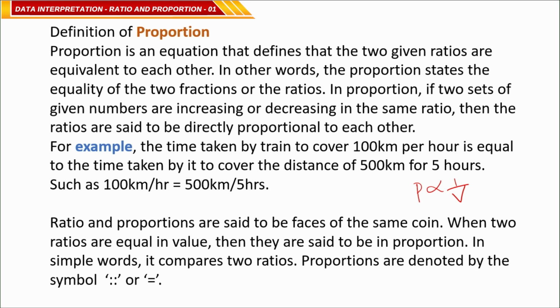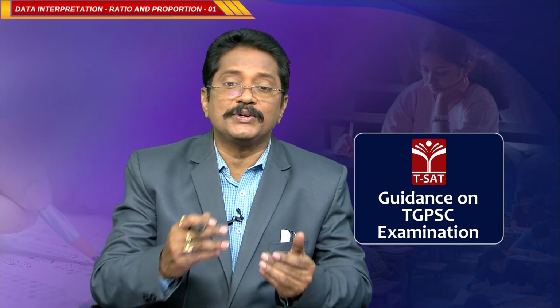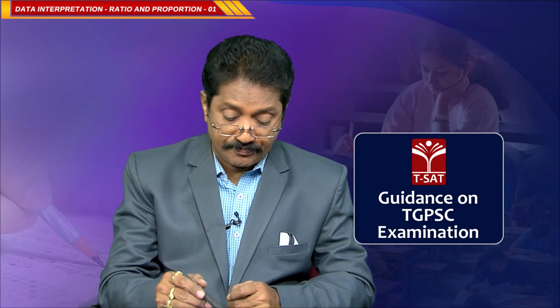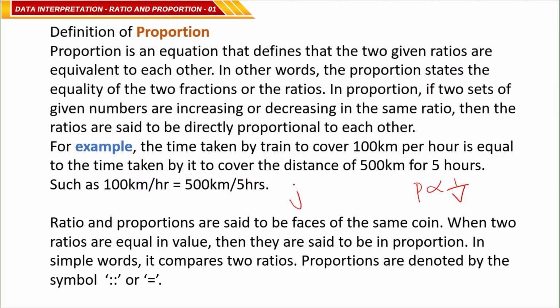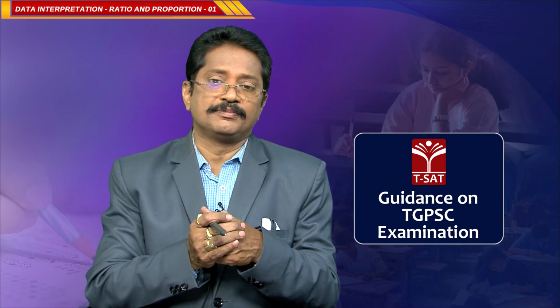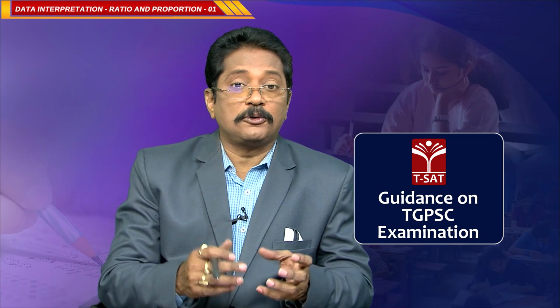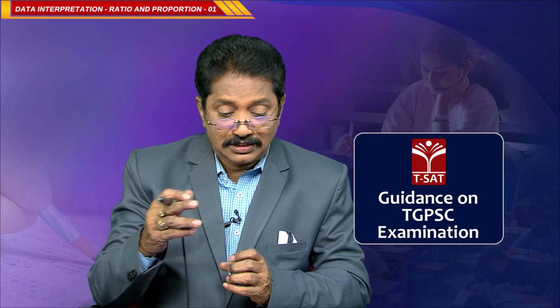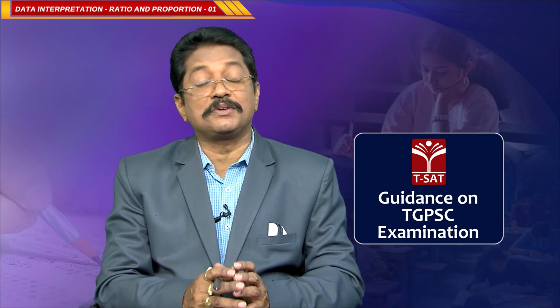Now, coming to electricity, at a constant temperature, when the potential difference increases, the current flow through it also increases. V is proportional to I, or we can say V equals IR, correct? This is called Ohm's law in electricity. Like this we can say so many concepts of physics. All of these are based on proportion. So the proportion is an equation that defines that the two given ratios are equivalent to each other.